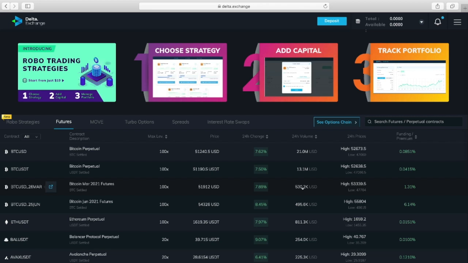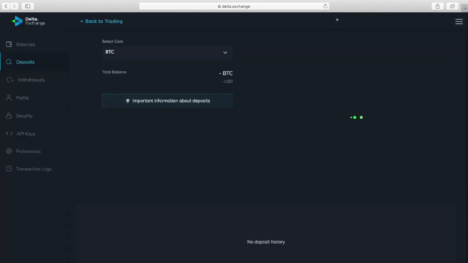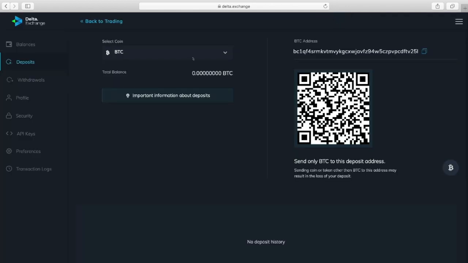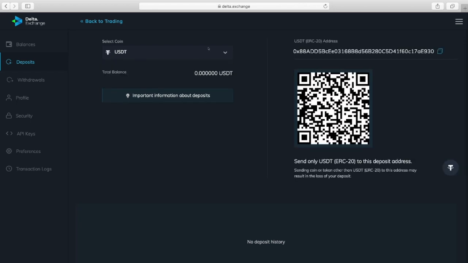Firstly, you can make a deposit by clicking on deposit here, and you can choose any coin you want to deposit. Click BTC, USDT. Click on USDT. This is your USDT address, ERC20. So send your token to this address and it will be credited to your account.